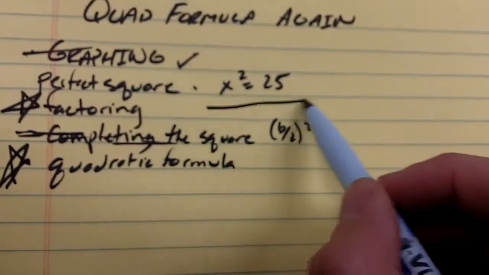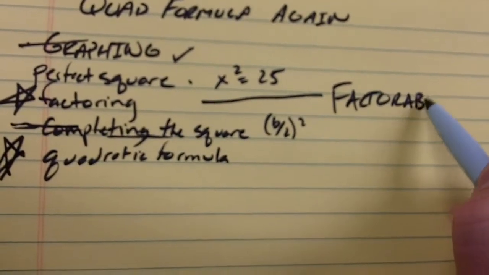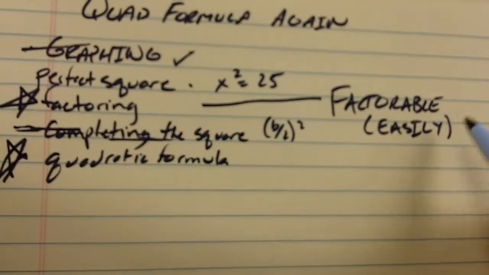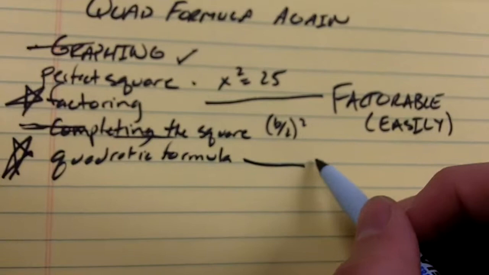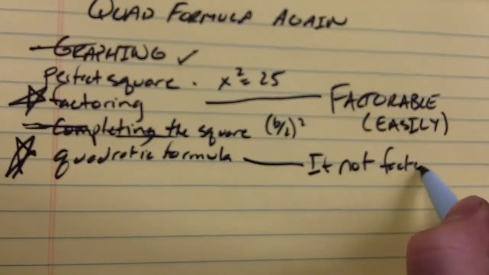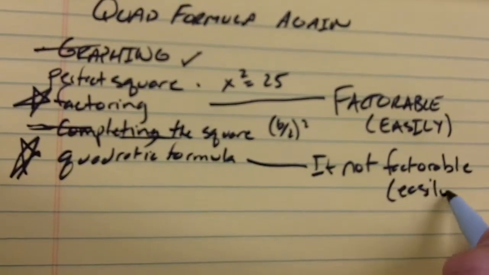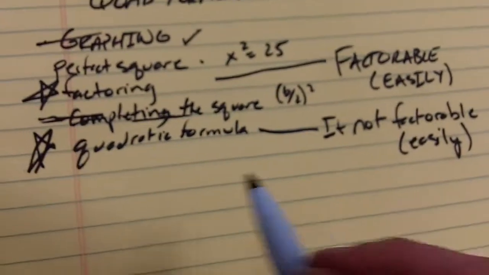When do we use factoring? When it's factorable easily. Don't waste a bunch of time. If you can't figure it out easily, don't do it. Go to the quadratic formula. The quadratic formula, when do we use this? If it's not factorable. If you have a quadratic equation that's not factorable easily. So it might be factorable, just might not be factorable easily. What I mean by easily is this.